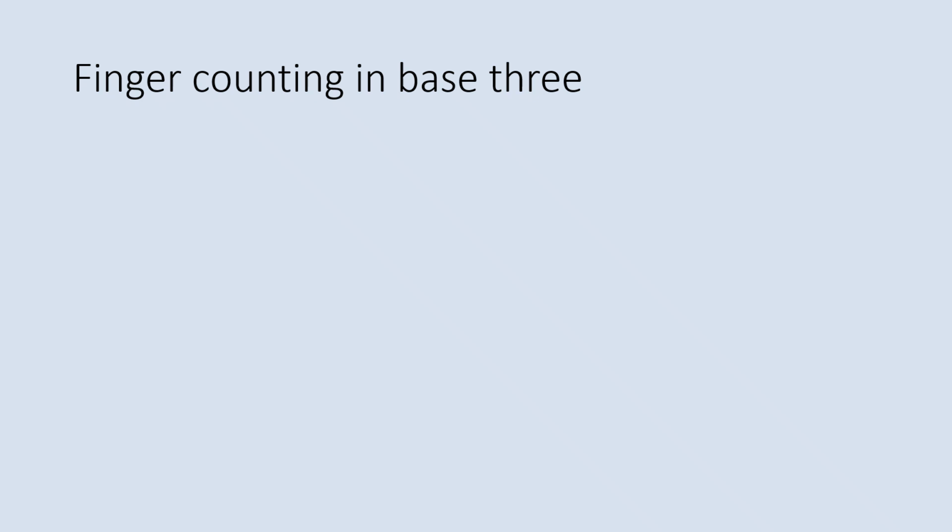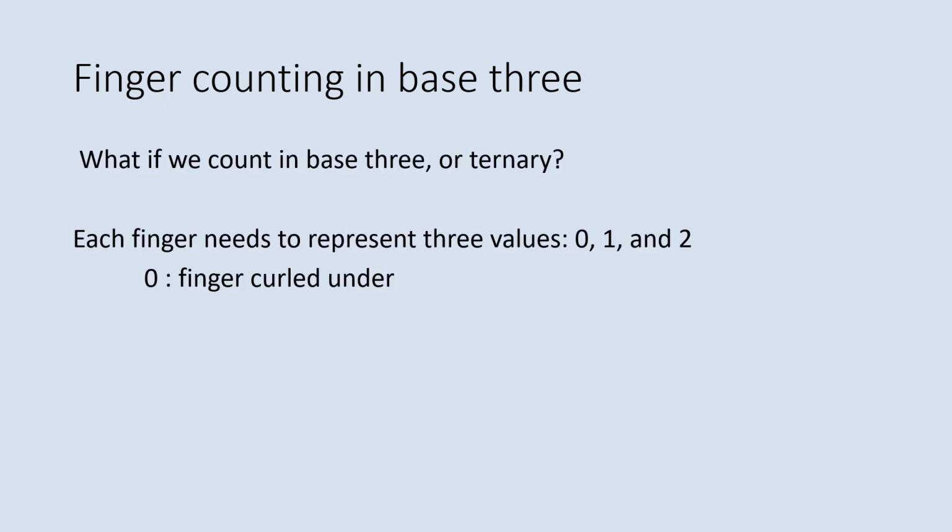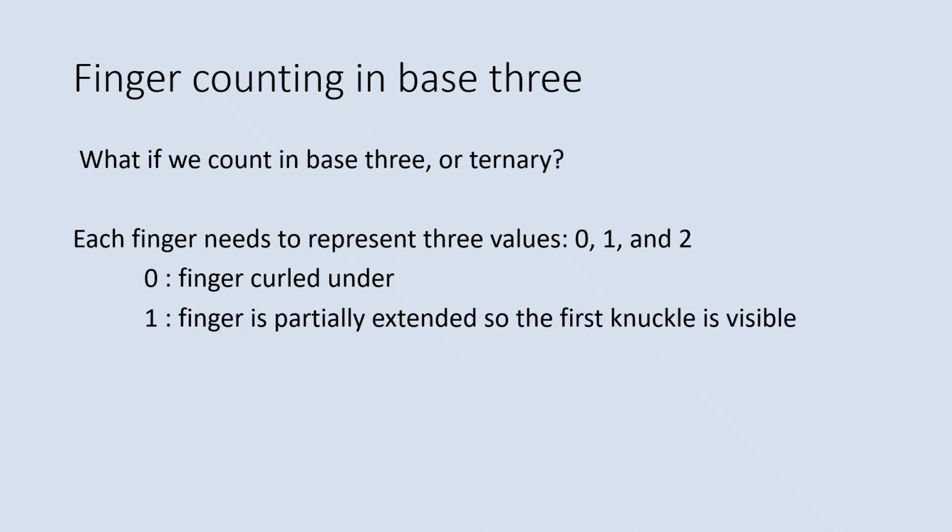We could also, if we wanted, try to count in base 3, except in base 3 we need 3 symbols. We need 0, 1, and 2. So with your fingers, it mostly still makes sense. 0 is the fingers curled under, closed into the fist. A 1 would mean that you extend it so just the first knuckle is visible, so it's partially extended, and then the 2 would be fully extended.